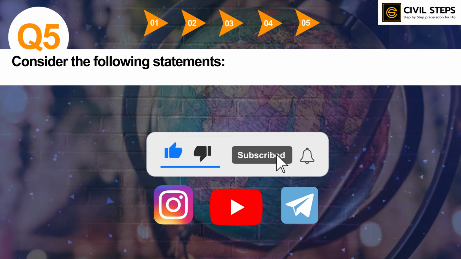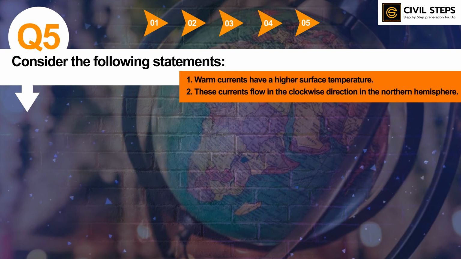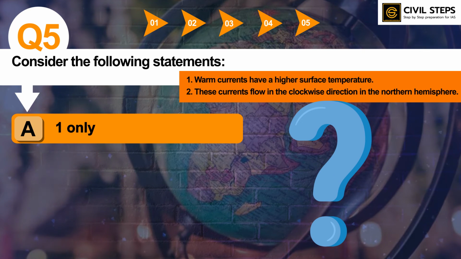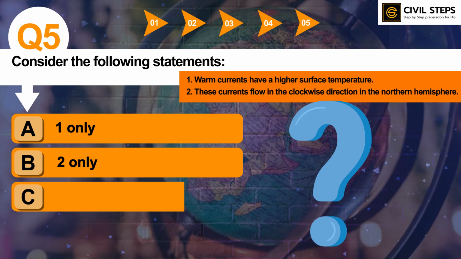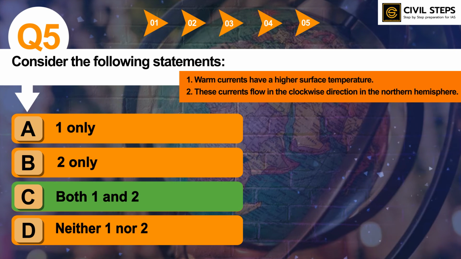Consider the following statements. First, warm currents have a higher surface temperature. Second, these currents flow in the clockwise direction in the northern hemisphere. So which of the given statements is or are correct? Option A, 1 only. Option B, 2 only. Option C, both 1 and 2. Option D, neither 1 nor 2. So you can write your answer in the comment section. I hope you have written the answer. So the answer of this question is option C, both 1 and 2.